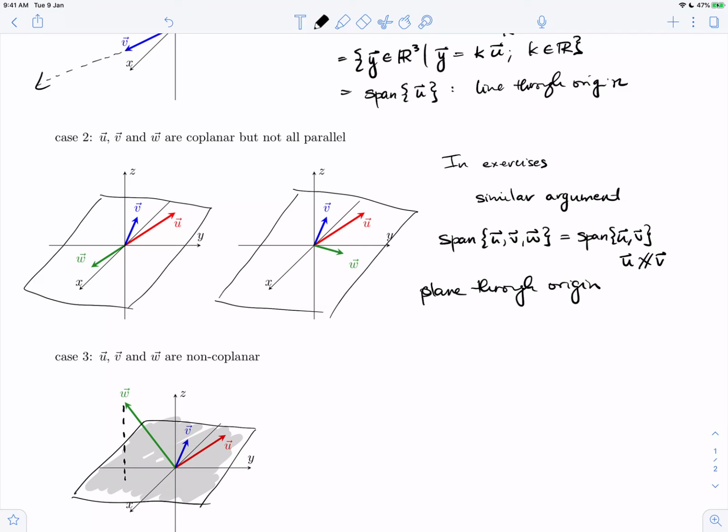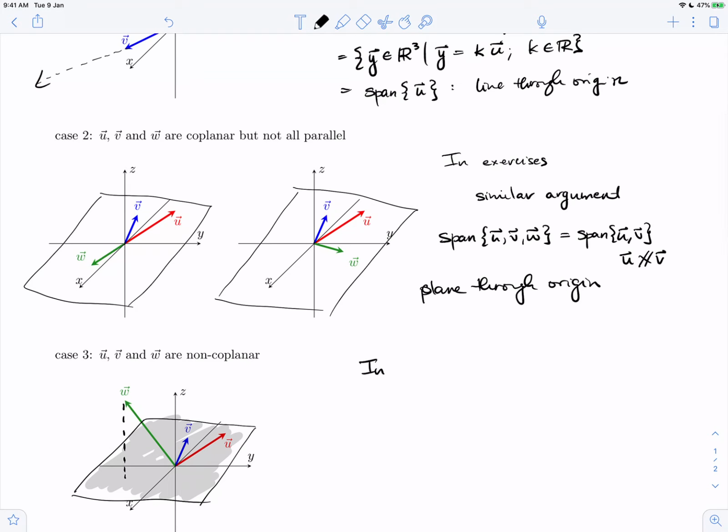So similarly, I'm going to leave this as an exercise that you will do in the exercises. This one is a little more involved. In the exercises, you will prove that the span of three non-coplanar vectors is all of R3. But what I will do is give you a little bit of an intuition as to why that is reasonable.